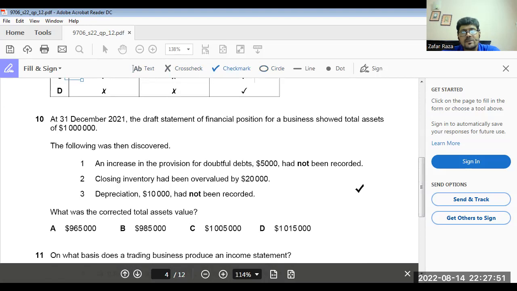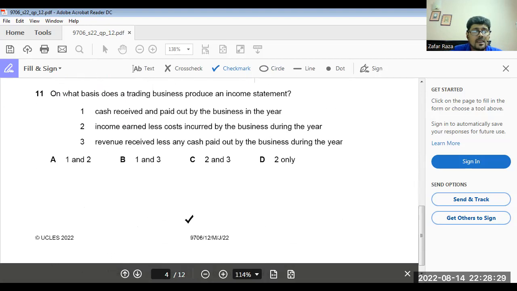At 31st December 2021, the draft statement of financial position for a business shows total assets of 1 million. Now, the following errors were discovered. Increase in provision for doubtful debts of 5,000 had not been recorded. So 1 million minus 5,000, minus 20,000 for closing inventory overvalued, minus 10,000 for depreciation not recorded, gives 965,000. So option A should be the answer. Very simple.